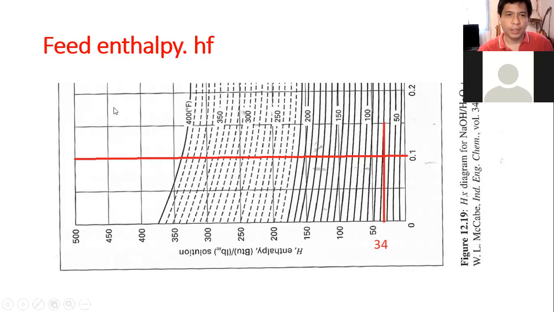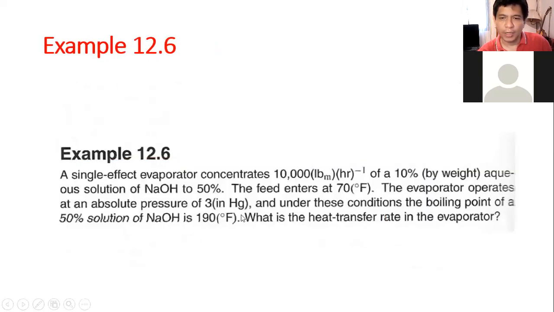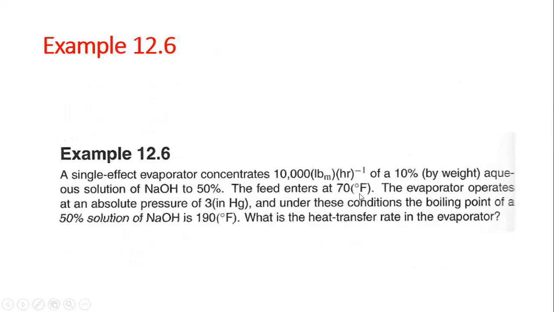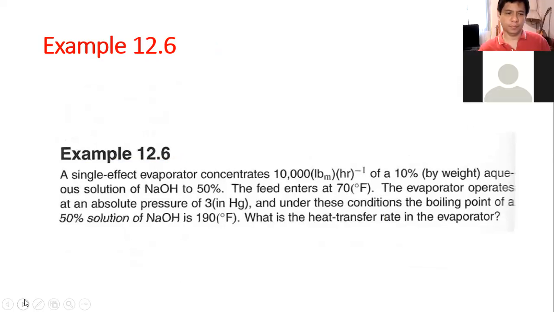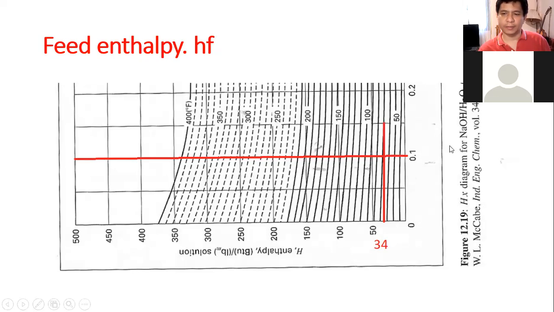So this is how to get the enthalpy of the feed. Kung tandaan nyo pa, the feed is 10% sodium hydroxide solution. Tapos ang kanyang temperature ay 70 degrees Fahrenheit. So yun yung dalawang kailangan nyo: 10% at saka yung 70 degrees Fahrenheit. So ito yung 10%, yung 0.10. Ito 10% dito.